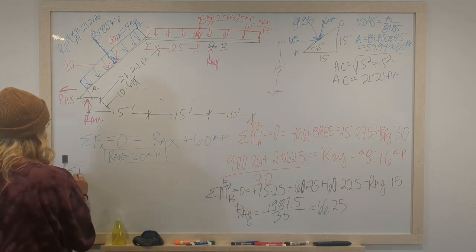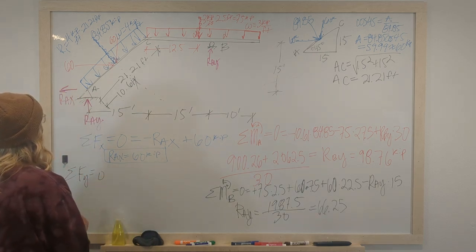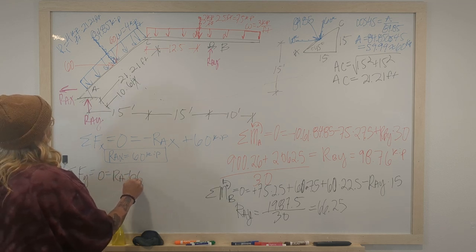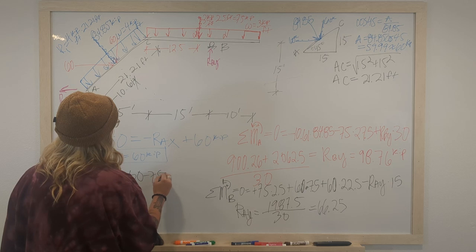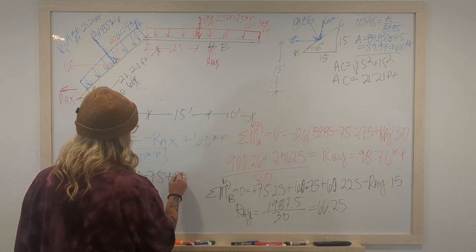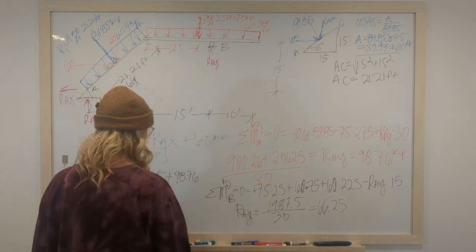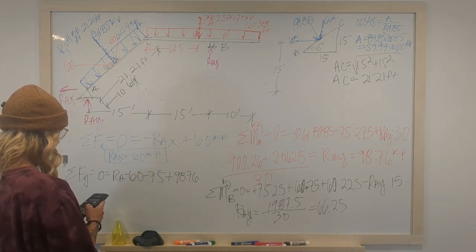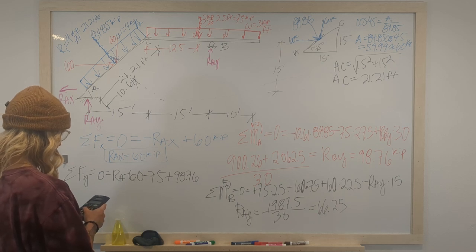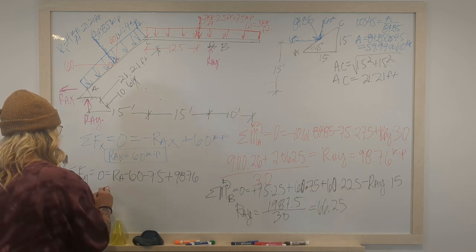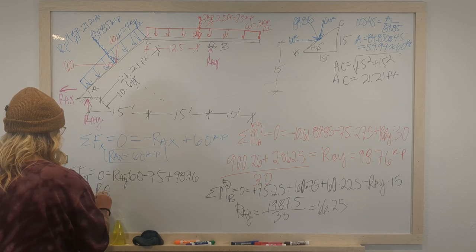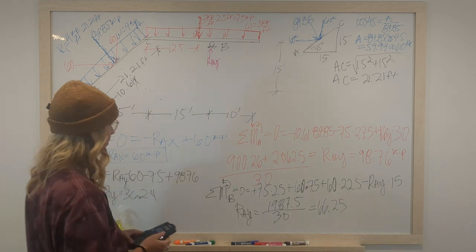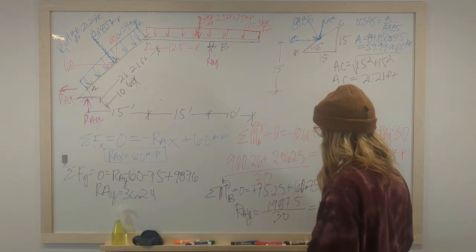Let's see here. Sum of forces in the y is equal to 0. We have RAY minus 60 minus 75 plus 98.76. So RAY is equal to 60 plus 75 minus 98.76. I get RAY is equal to 36.24. Alright, well what did we mess up over here? Because these should be the same answer.